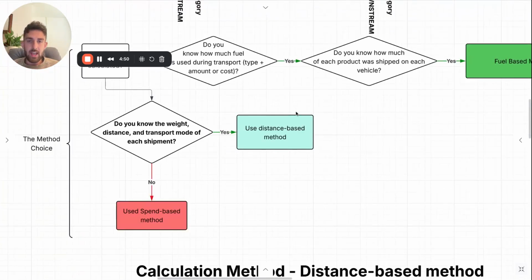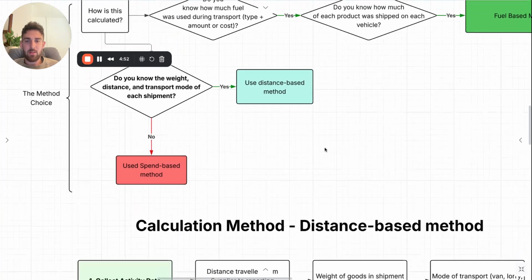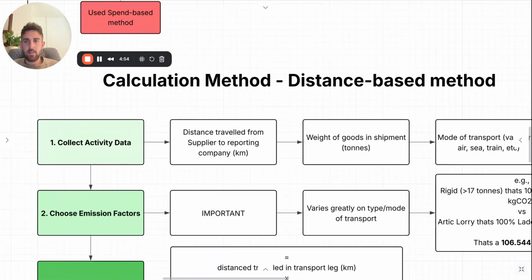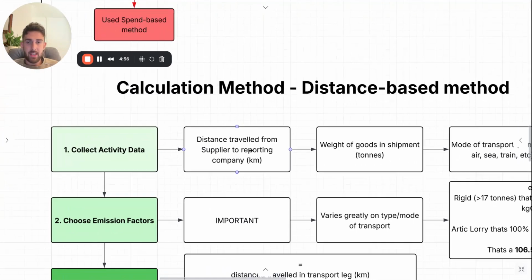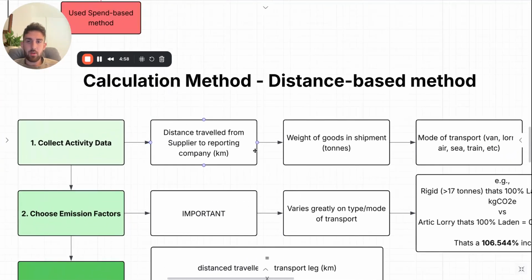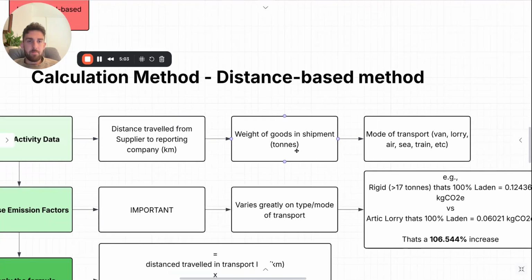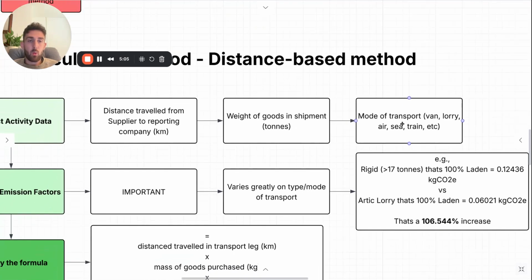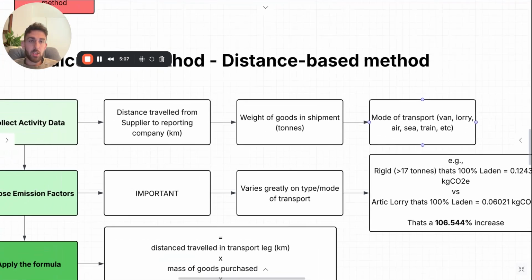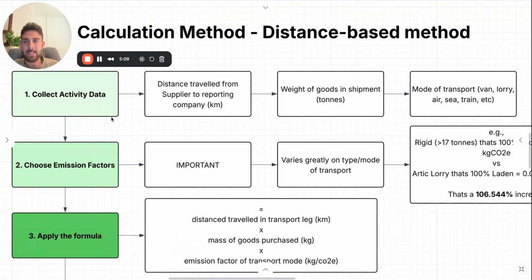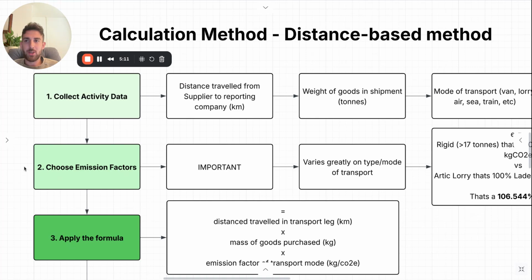So today we're going to walk you through the distance-based method. So how does this work? Firstly, you collect your activity data, and all you need for this is the distance traveled from supplier to reporting company, the weight of the goods in the shipment, and then the mode of transport, which can be assumed, but typically you will know this as a business because you'll know what's coming into your delivery depots.